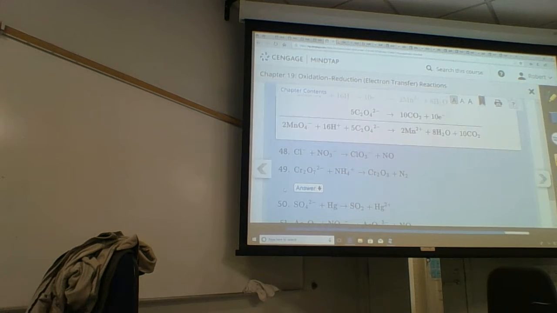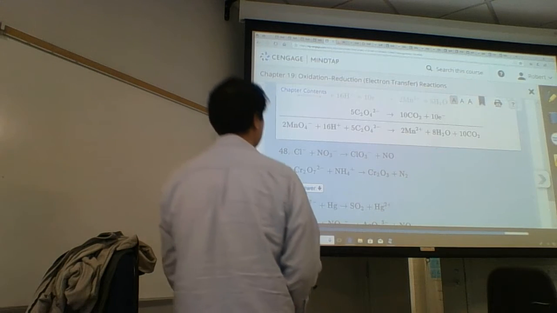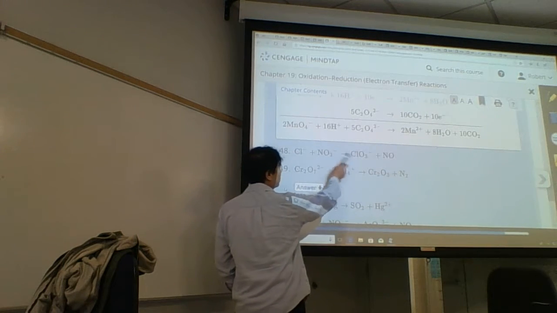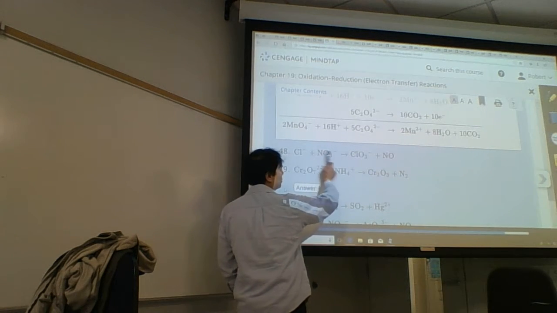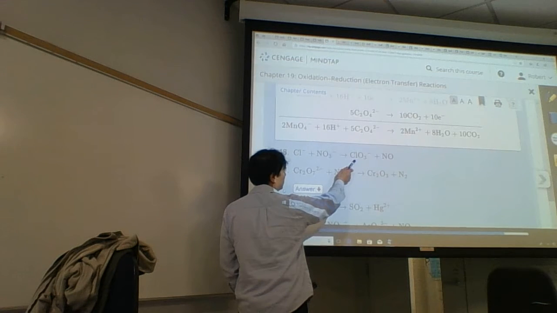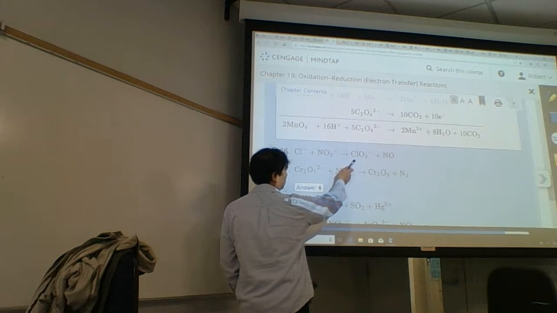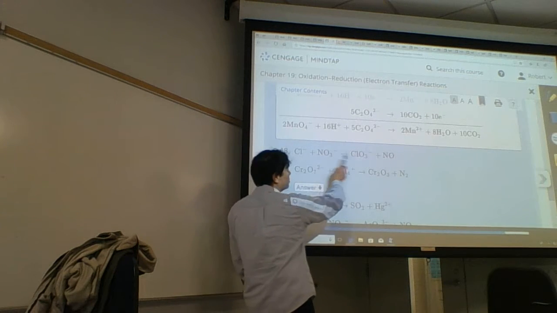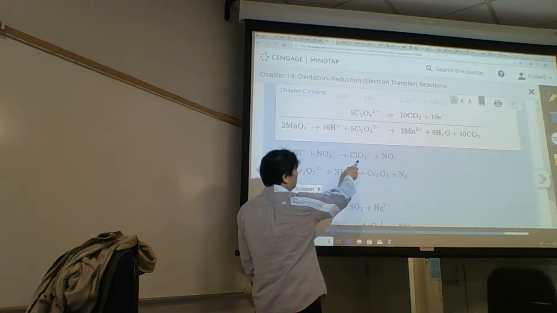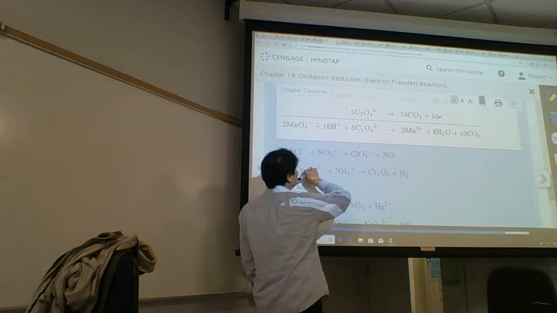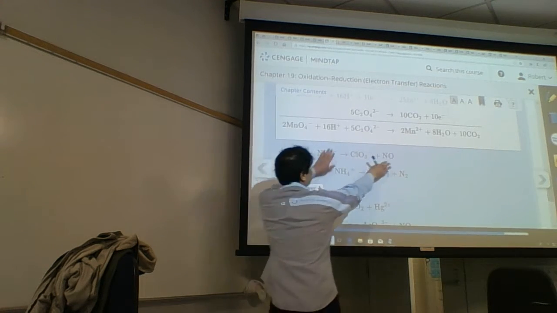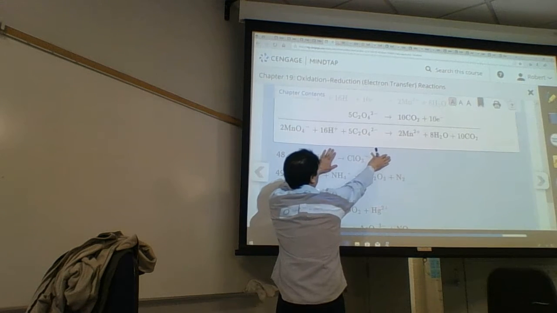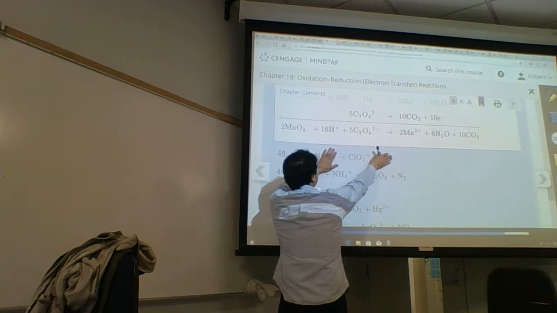Number 48. Actually, chloride's on the chart, but chloride goes to chlorate is not on the chart. What's this called? ClO3 minus. Chlorate. Good. Chloride goes to chlorate is not on the chart, so we'll have to figure that one out. And so, what are we going to do? Well, let's get rid of these. Chloride goes to chlorate. How many waters do I have?